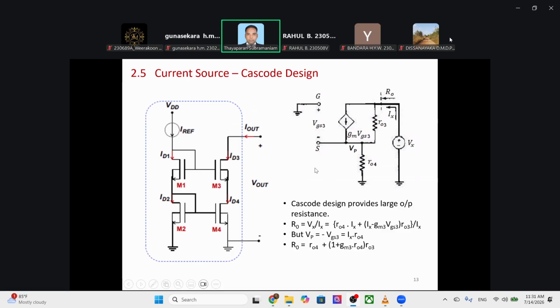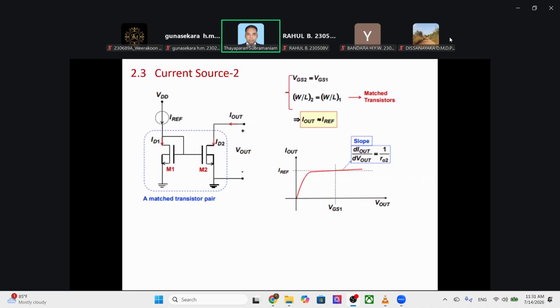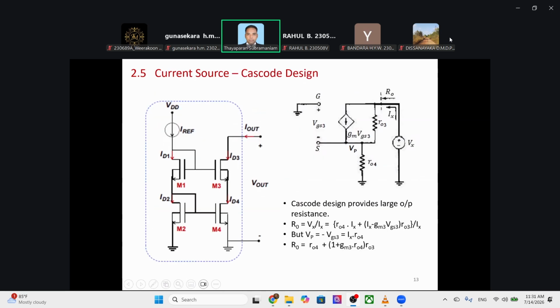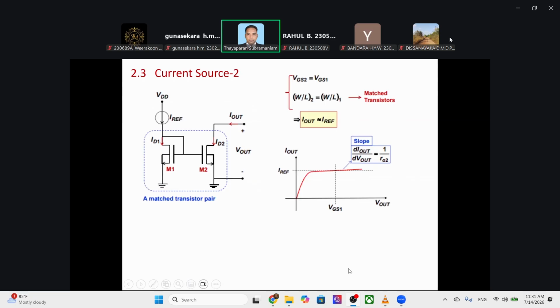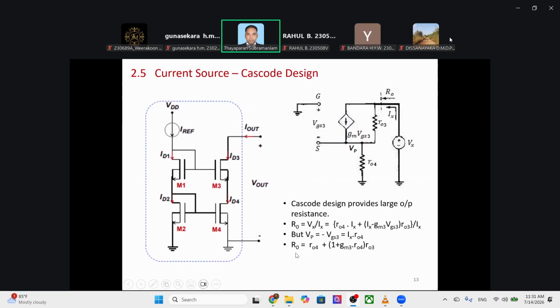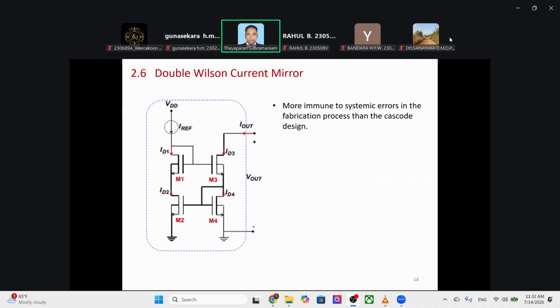Generally, if we choose this gradient to be much less, with a longer channel, the short channel effect is there. So we can get a higher output resistance here. This design is more immune to systematic error in the fabrication process than the cascode design.